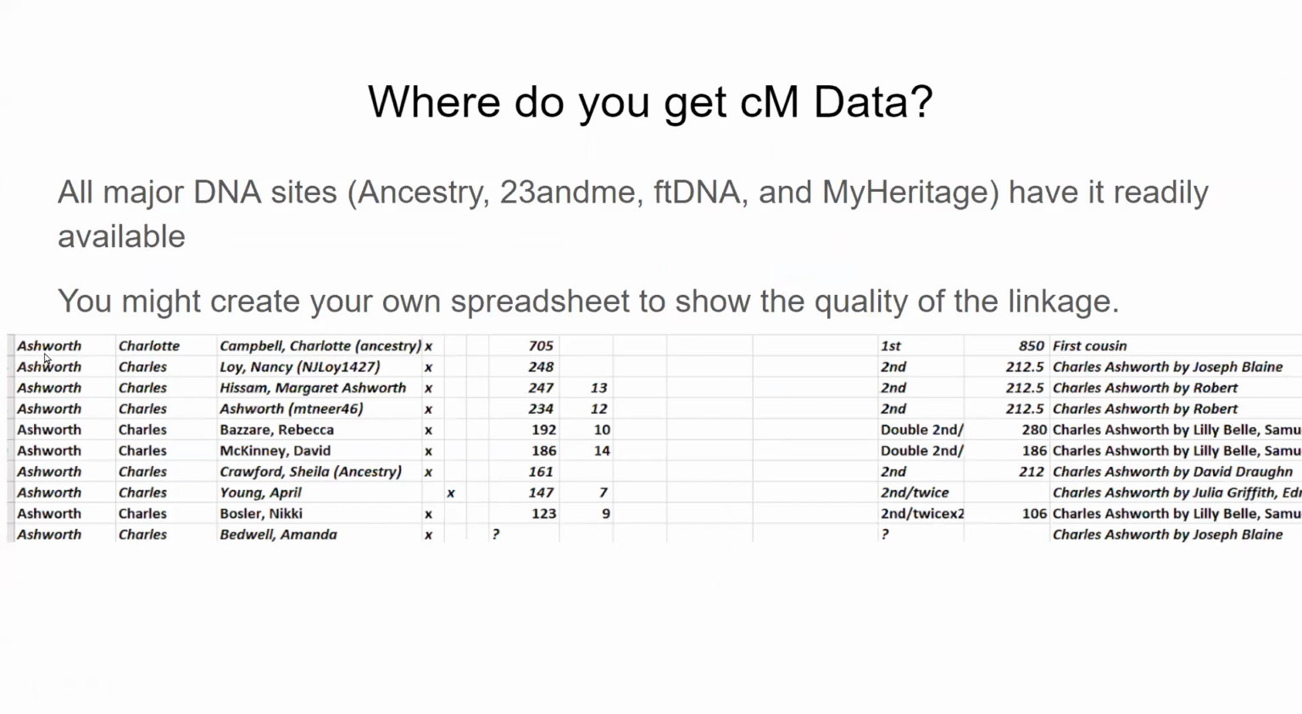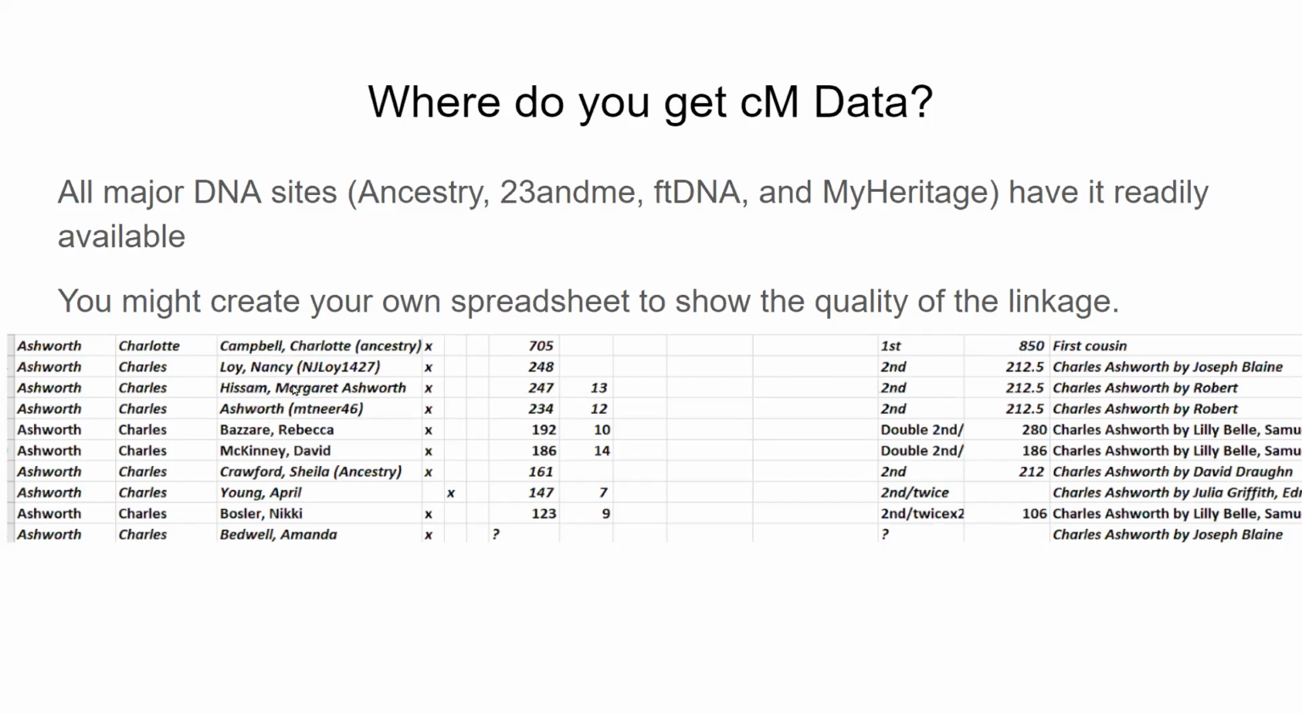So it says, okay, I have a family here, and in that family, I have a first cousin. She shows up with a 705 Centimorgan connection. Theoretically, that should be 850. So that's pretty close. Then I have three second cousins, okay?